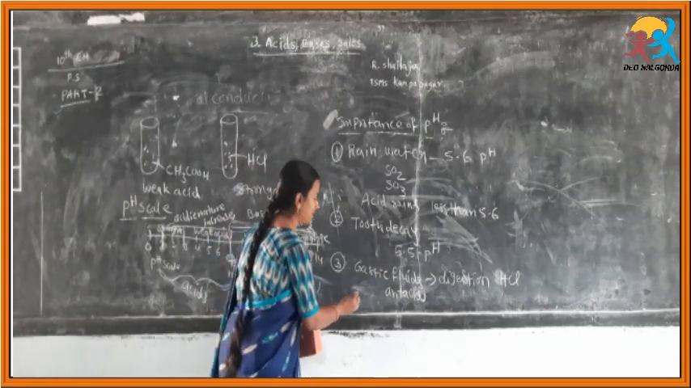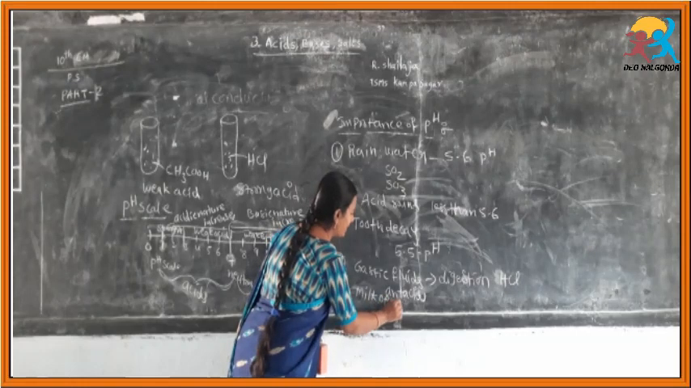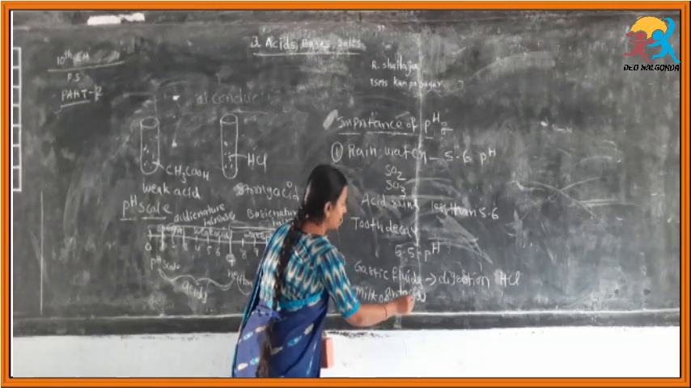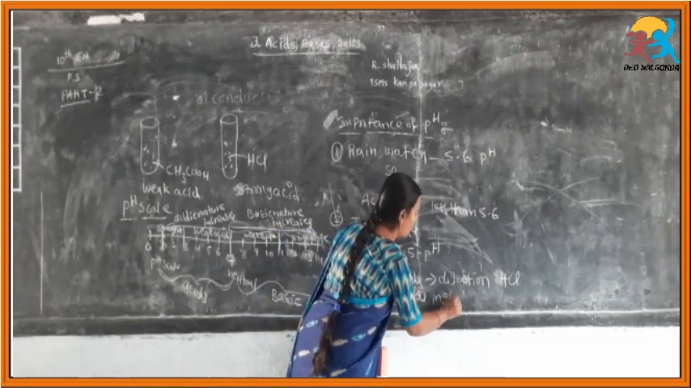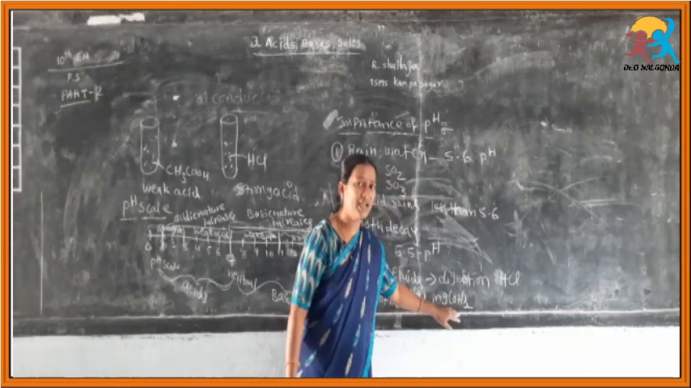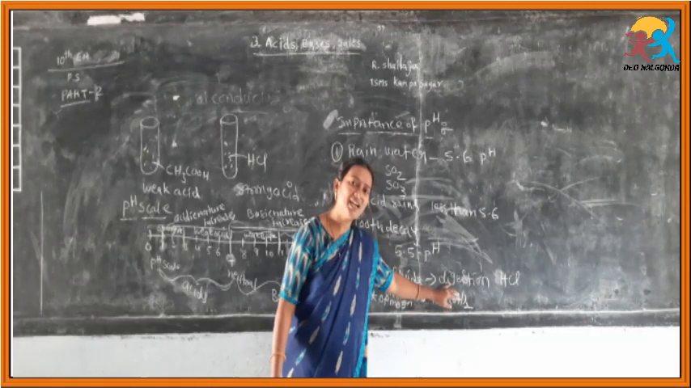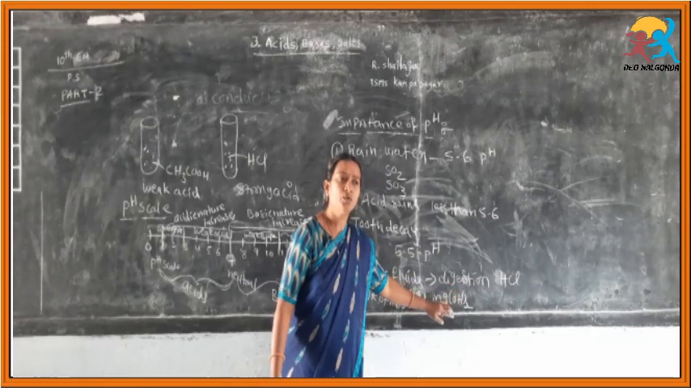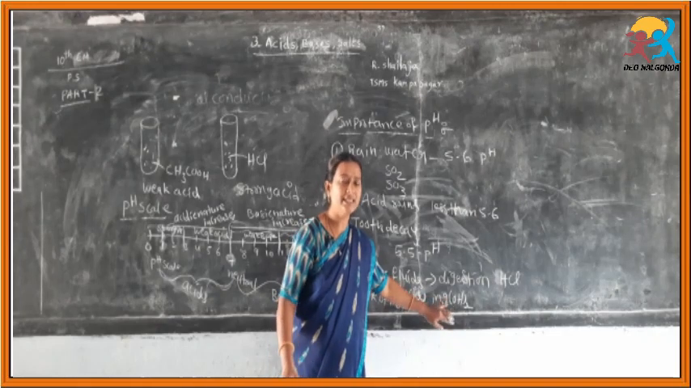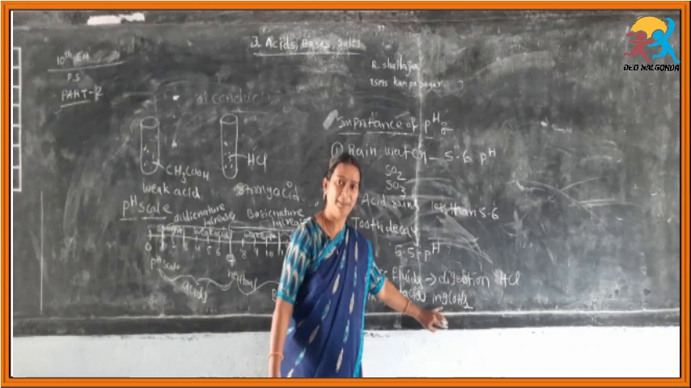The antacid we generally use is milk of magnesia. Milk of magnesia is magnesium hydroxide, Mg(OH)2, which is a basic substance. Since excess acid is released in the body, to neutralize that excess acid we use the basic substance magnesium hydroxide.